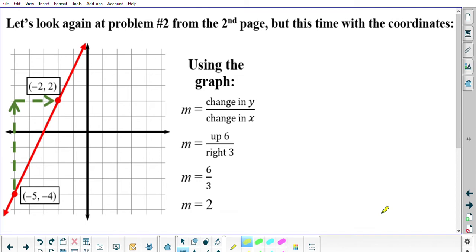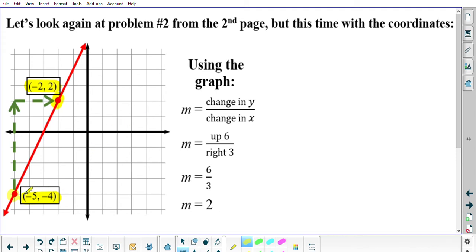Let's look again at problem number 2 from the second page. But this time I'm actually going to give you the coordinates of the two dots. So take a look at this graph. This graph should look familiar to you. This was problem number 2 at the top middle of the second page. But this time I'm telling you what this dot is. It is -5, -4. And I'm telling you what this dot is as well. This dot is -2, +2.